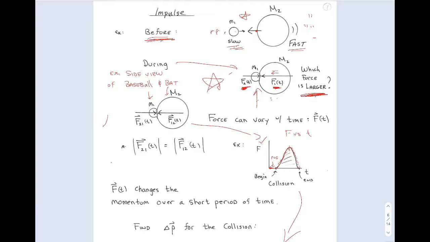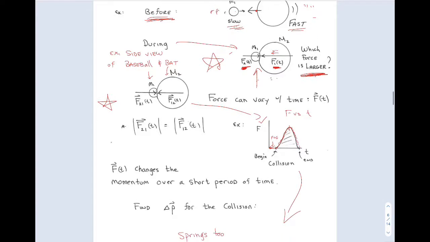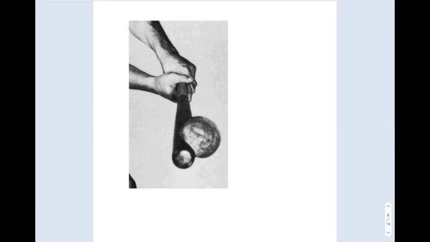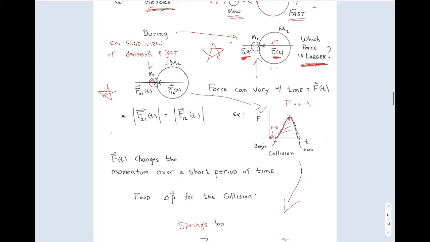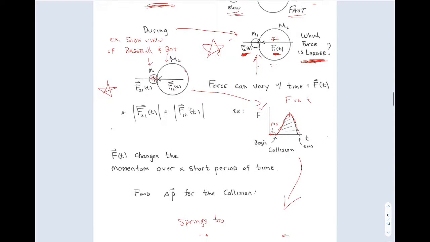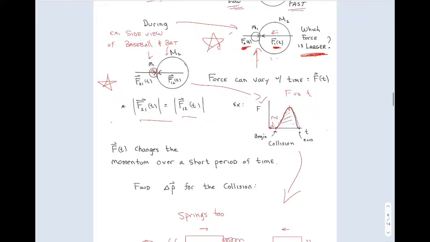I just drew the same picture here. We can also think of this as the side view of the ball and the bat. So this picture could be the ball, and this is the large bat. This shows the ball deformed. They're equal in magnitude, so that's why I used absolute value.